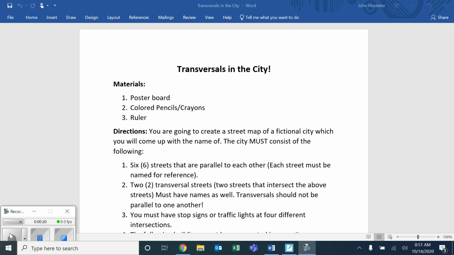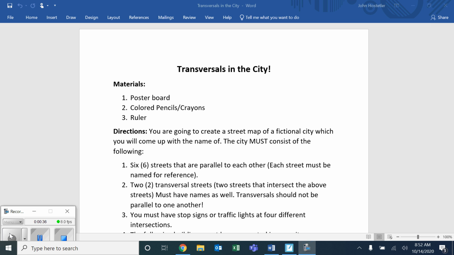What you're going to do is create a street map of a fictional city, okay, which you're going to come up with the name of. The city must consist of the following. It has to have 6 streets that are parallel to each other. Make sure that you reference each street. So that means you have to name it, and you can put the name down the center of it.